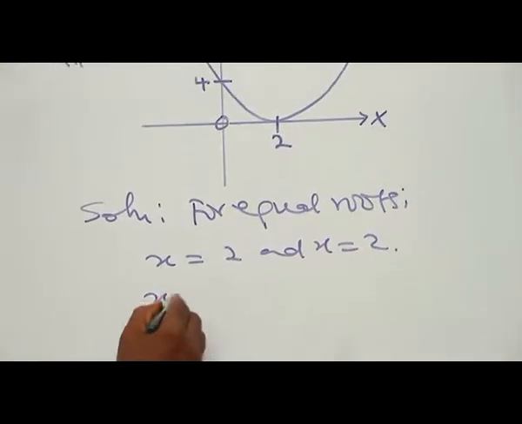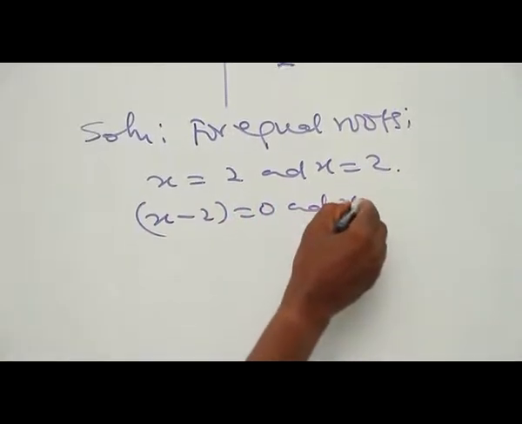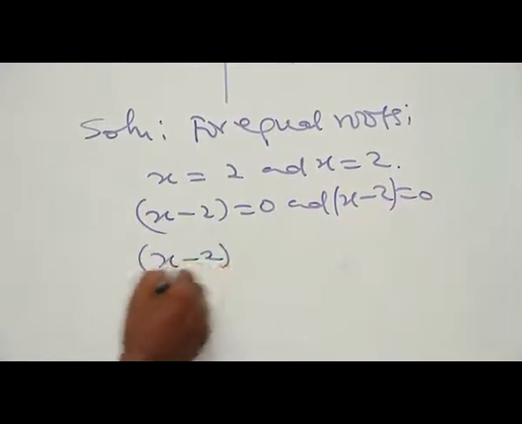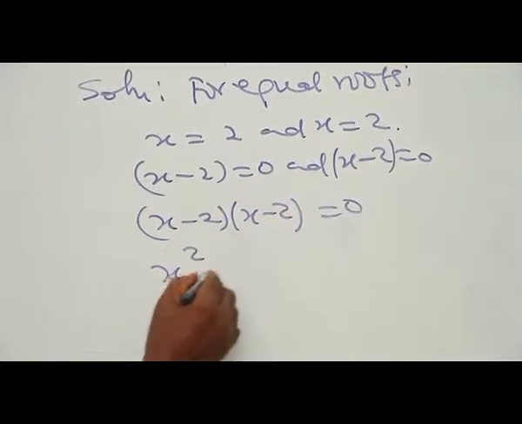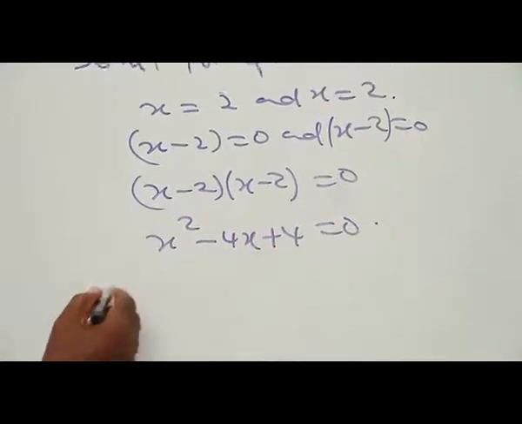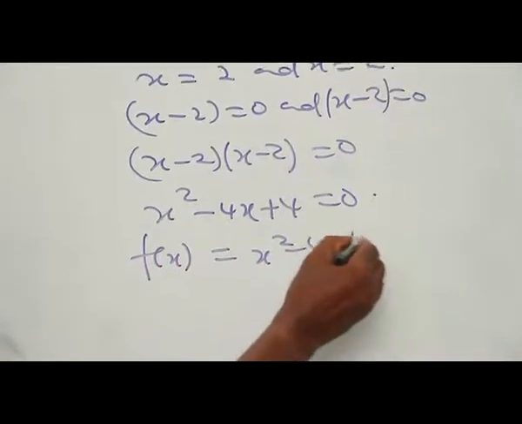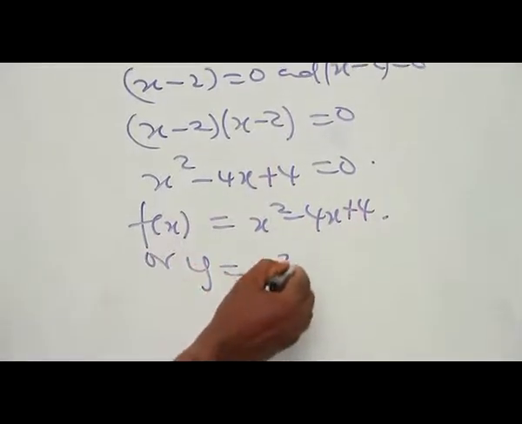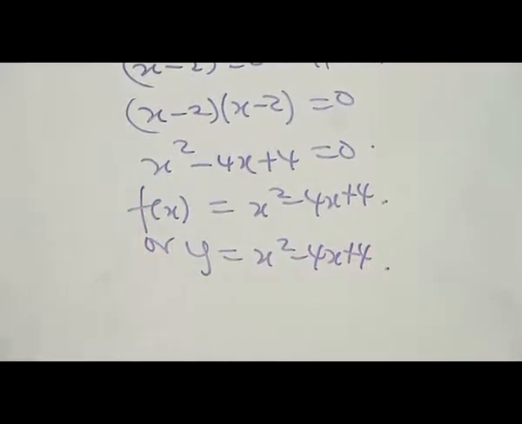And so it means that s minus 2 is equal to 0 and s minus 2 is equal to 0. And remember what to do, s minus 2 times s minus 2 is equal to 0. And this becomes s squared minus 4s plus 4 is equal to 0. So an equation f of s will be equal to s squared minus 4s plus 4. Or y equal to s squared minus 4s plus 4. Whichever one is an acceptable solution.